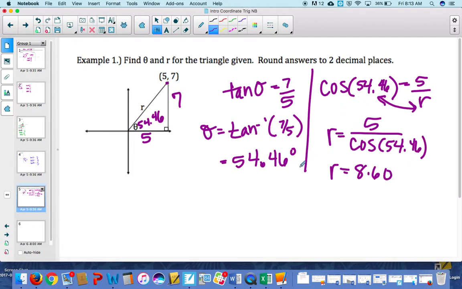This process here, for example number 1, is what you're going to practice on the back of this worksheet on questions 1 through 6. And then you're going to practice using your calculator on 7 through 12. When you're done doing that, you can then check your answers, but please do make sure that you attempt all of those problems.